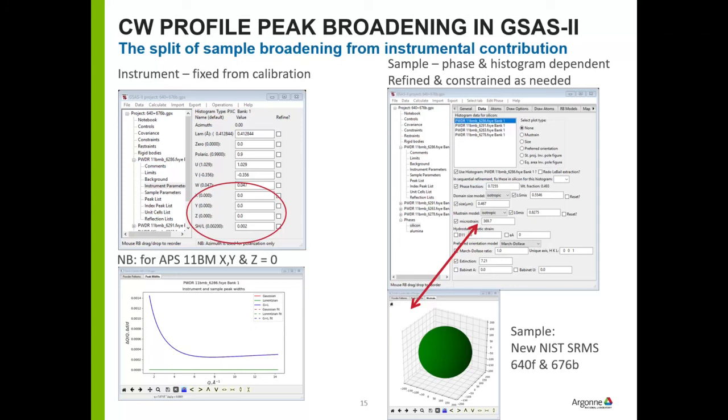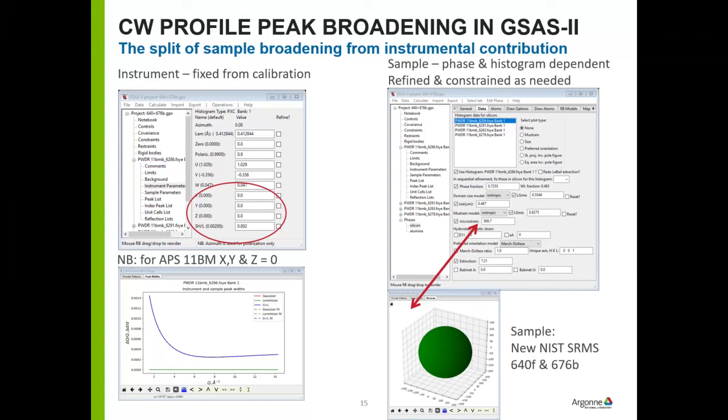Okay? So here's a little page that shows you what the instrument parameters are, and they're all listed here for a constant wavelength machine. The X and the Y, and there's a Z, which I'll tell you about in a few minutes, are all set to 0, whereas the Gaussian terms, U, V, and W, are non-zero, and this actually describes the instrument resolution. And you get a nice little curve plotted that shows you what the instrument resolution looks like.